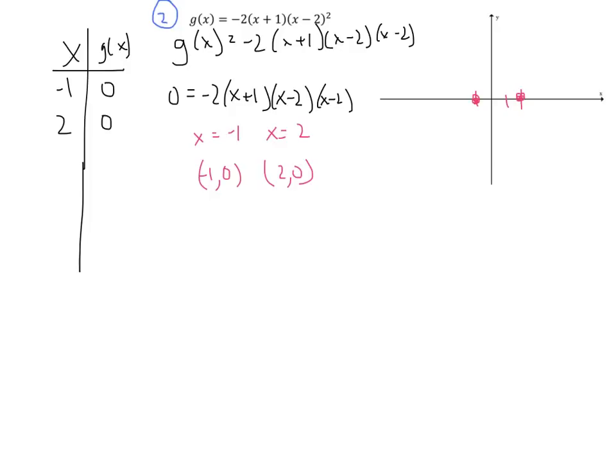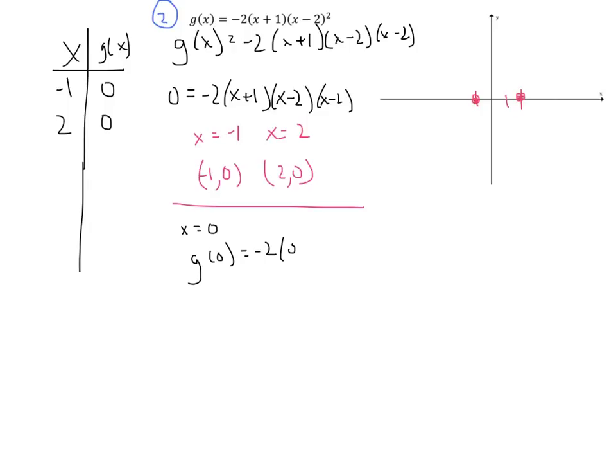All right, so this time we only have two x-intercepts. Let's go ahead and find the y-intercept. For the y-intercept, let's set x equal to 0. Go ahead and do that. Find g of 0. Pause and please do that. All right, welcome back. You should have done this.